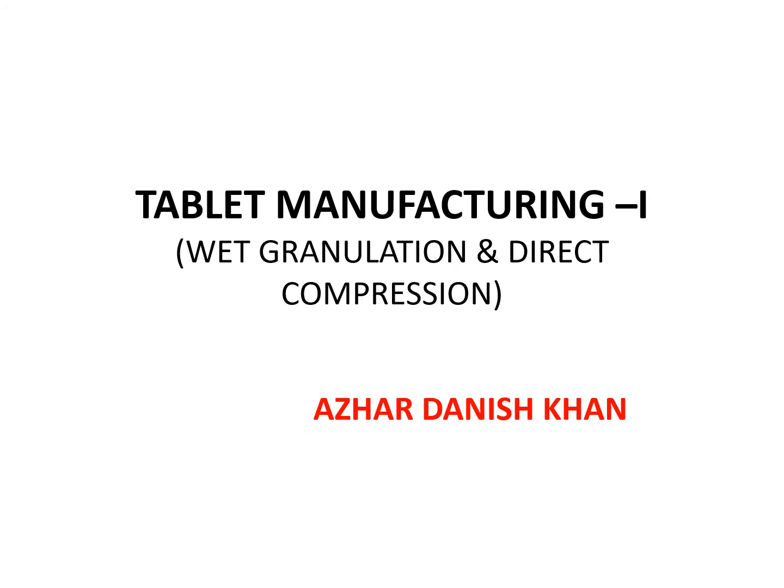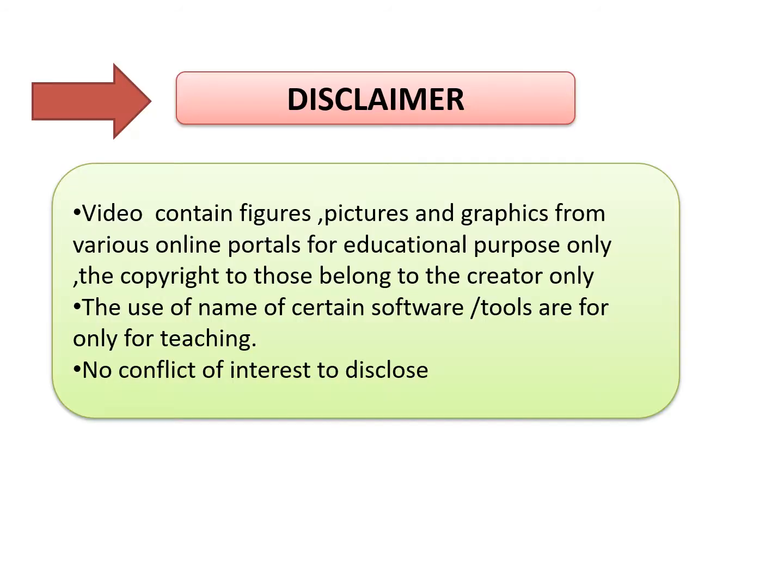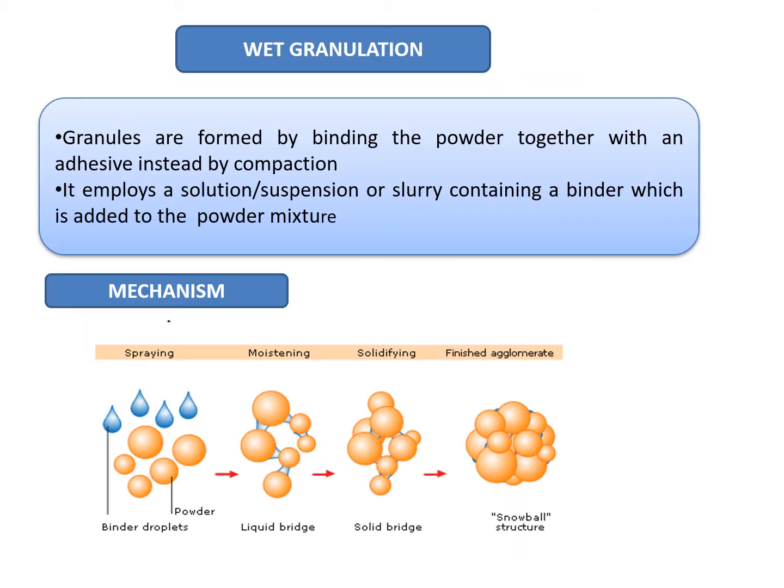Hello students, in this video we are going to discuss wet granulation and direct compression. Let us define wet granulation. Granules are formed by binding the powder together with an adhesive instead of by compaction.